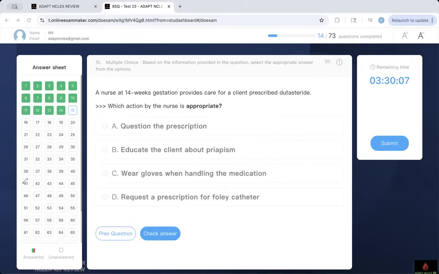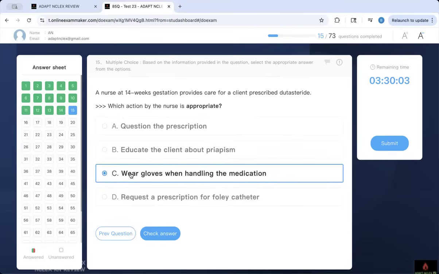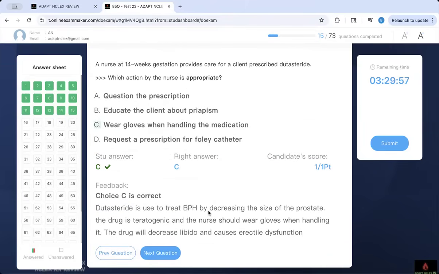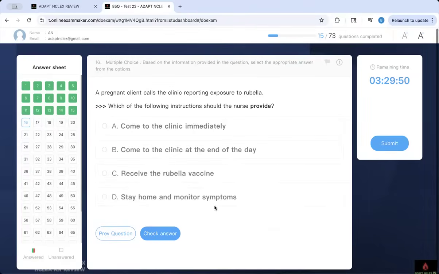If you get it wrong, it's fine. You know how to approach it now. You know the content now. This is a medication that you should not handle. It's teratogenic, but the nurse can wear gloves to give it. If it's a chemo drug, yeah, you should stay away completely.